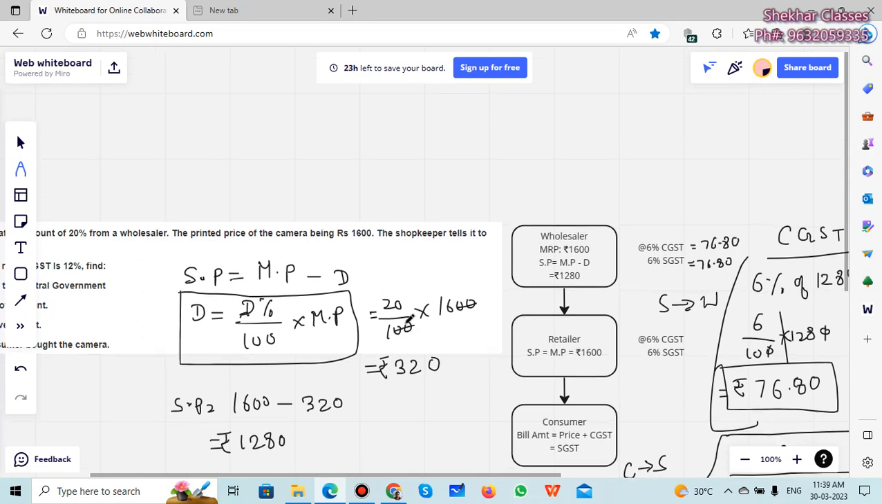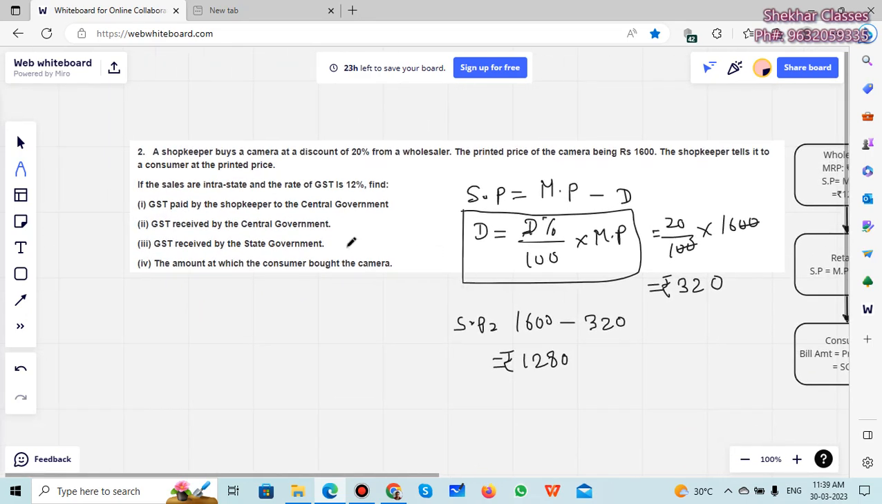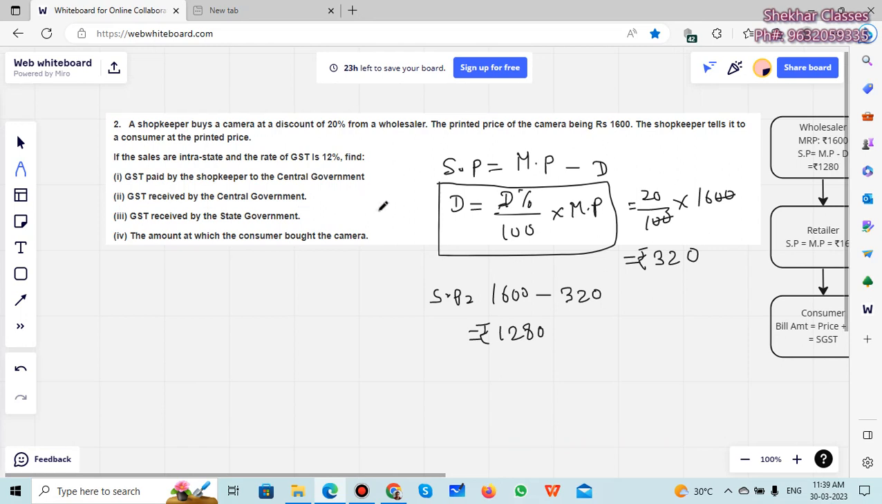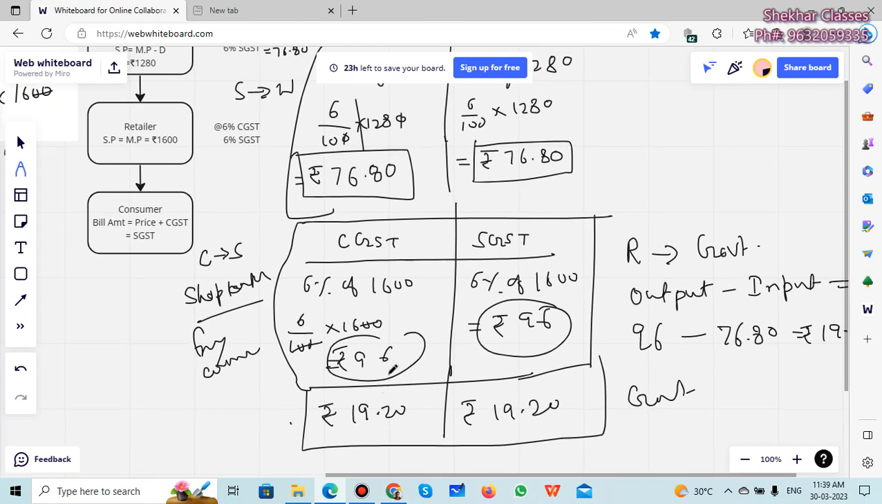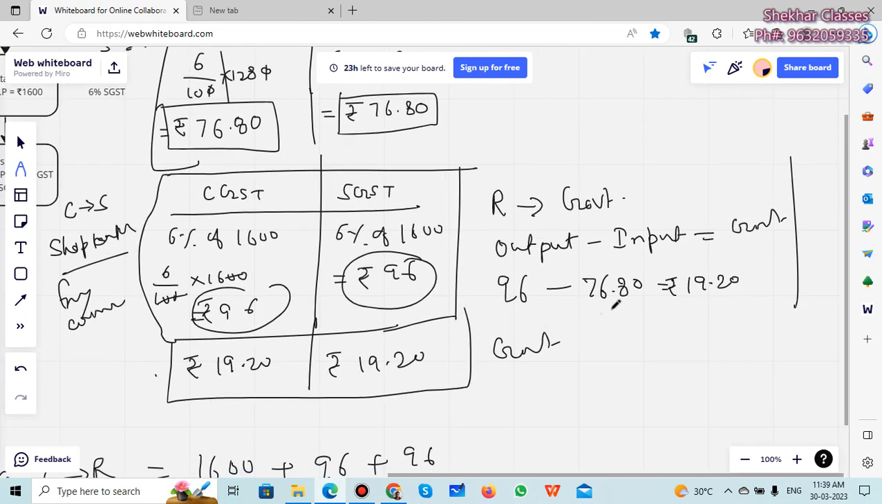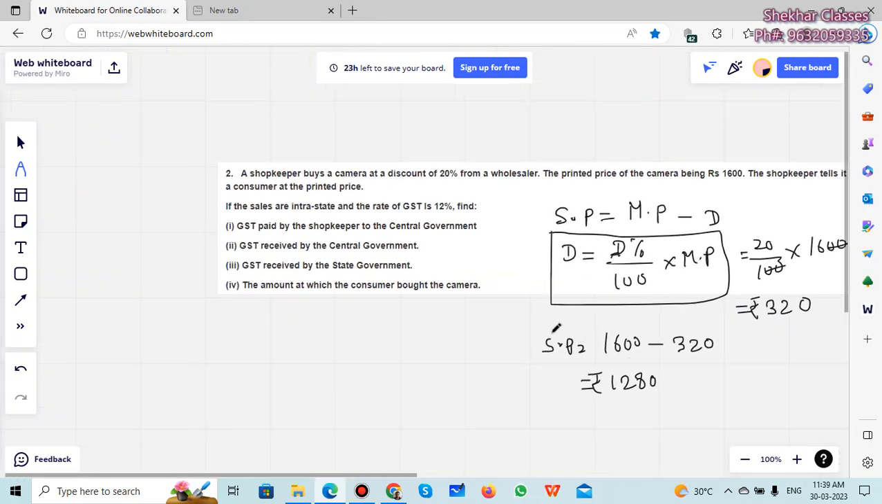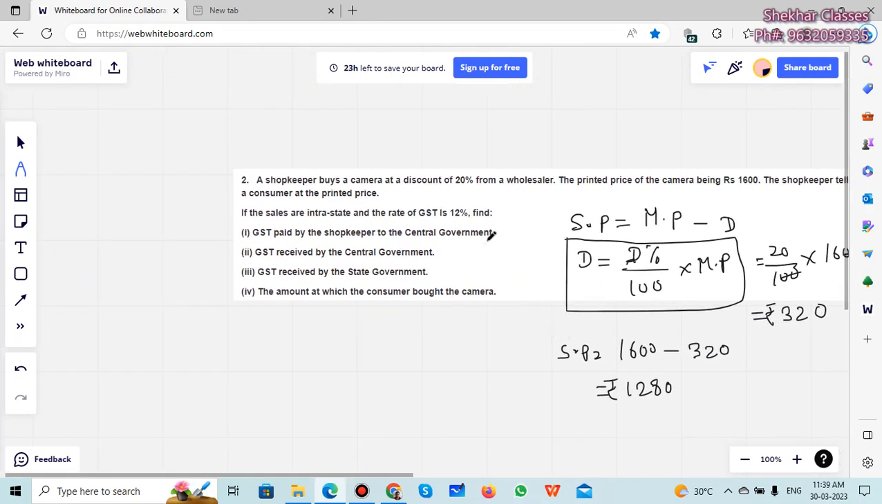Now come back to the question and see what they're asking you. GST paid by the shopkeeper to the central government. Remember, not to the wholesaler, but shopkeeper to the government. We have already calculated: since he has already paid 76.80 earlier to the wholesaler, he will pay the remaining to the government, which is 19 rupees and 20 paise each. So the central government will get 19 rupees and 20 paise.